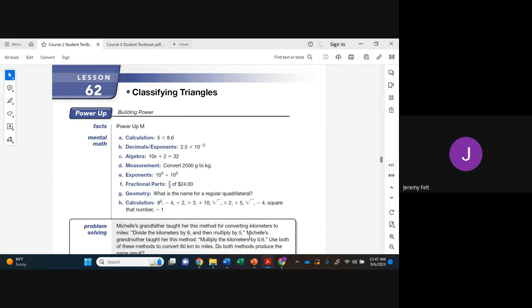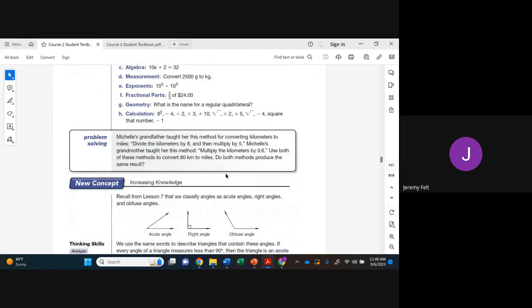So again, three-sided polygon, interior angles add up to 180, but we can classify triangles in a lot of different ways. We can classify them based on the interior angles, the size of those angles. We can classify them by sides, where two sides are the same, three sides are the same, or if no sides are the same. So we've talked about these quite a bit.